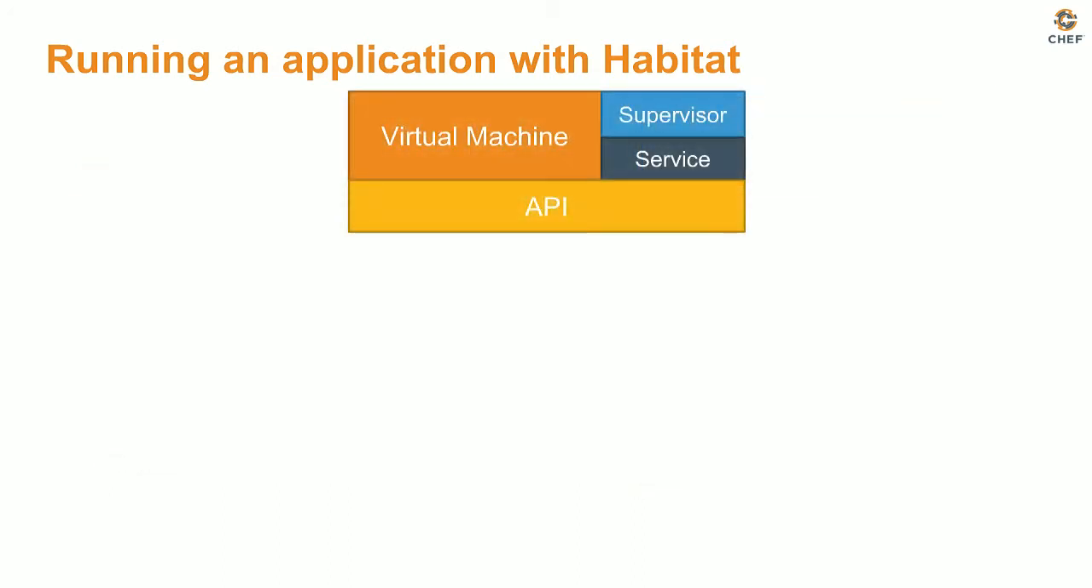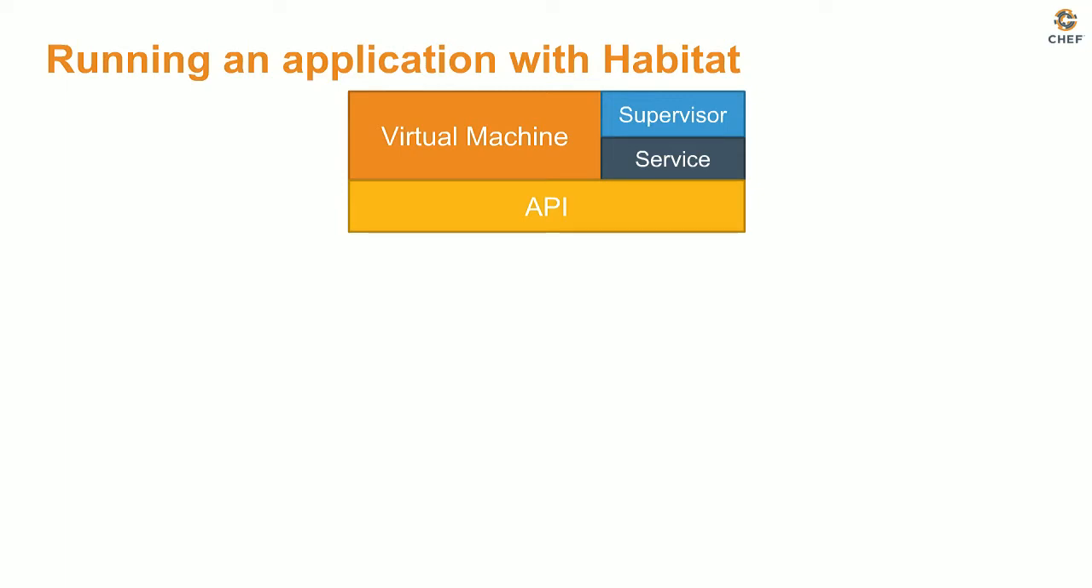Now, when it comes time to running an application with Habitat, this is kind of what it looks like, and we'll see a running example of this in just a moment. But here we have a virtual machine that's running a Habitat package as a service under the Habitat supervisor. The supervisor is what actually runs the application.